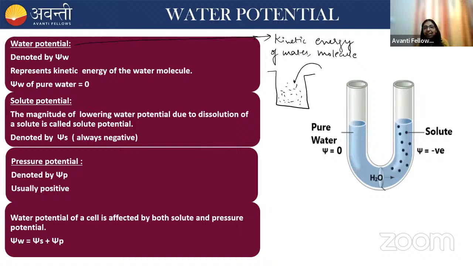But if I start adding solute to this solvent, the water, then the solution will have a low water potential, and the magnitude by which the water potential is decreasing is known as the solute potential. Because once I start adding the solute, the randomness, the motion of the water molecules gets reduced. And the water potential of pure water is 0. Remember this.